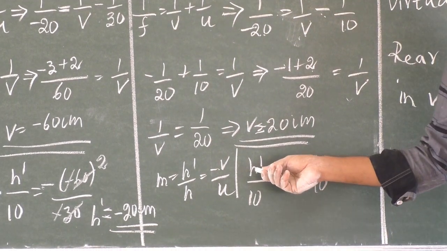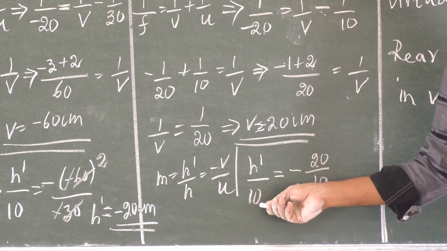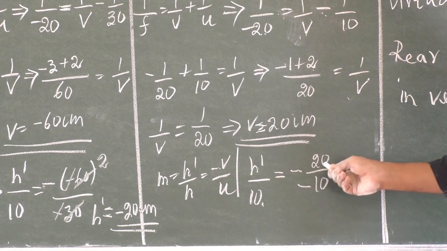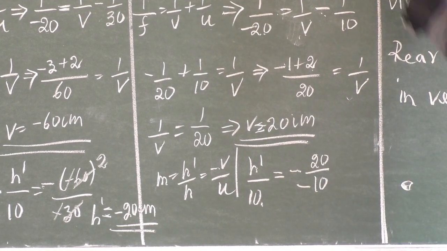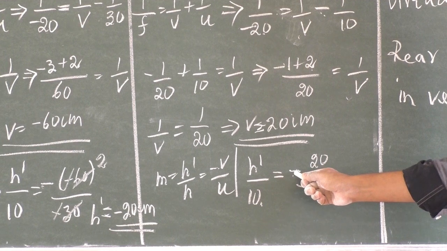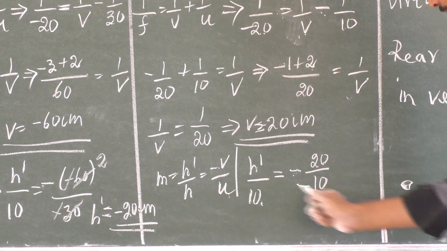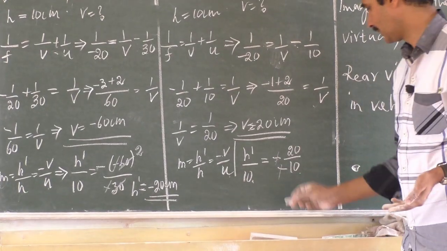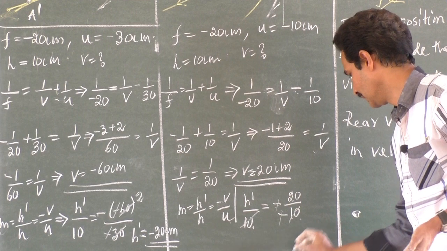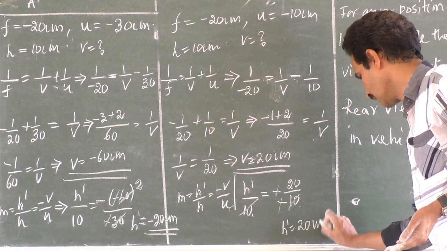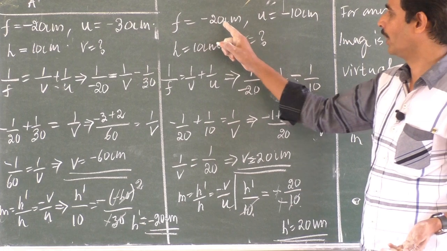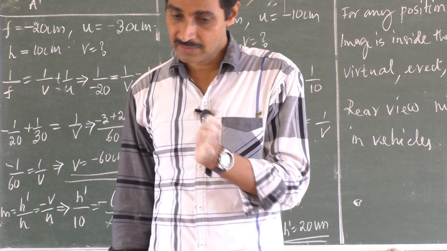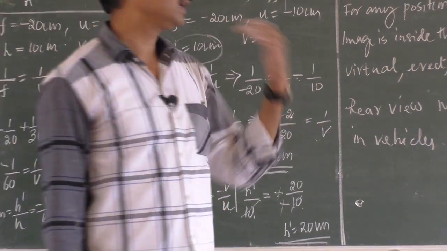So H dash to be found out, H object height above the principal axis 10, minus from the formula, image distance 20 centimeter, it was in this direction, so no separate minus except this formula minus. But what about U, object distance, that is minus 10 because it is on the other side. Minus minus gets cancelled. What is H dash? 10 gets cancelled, only 20. So H dash is 20 centimeters, which is double the size of the object here. So enlarged virtual image, image distance is positive on the other side, is formed inside the mirror.